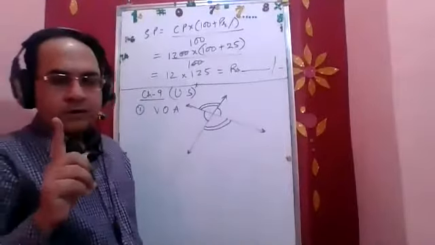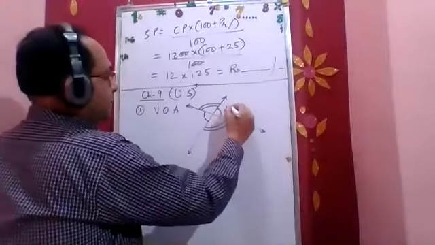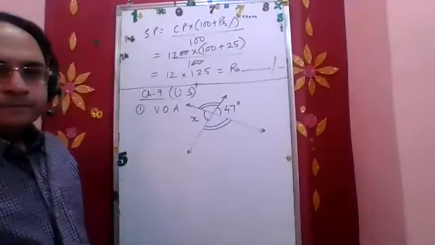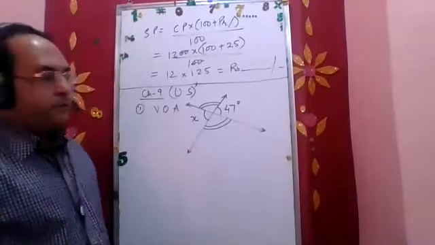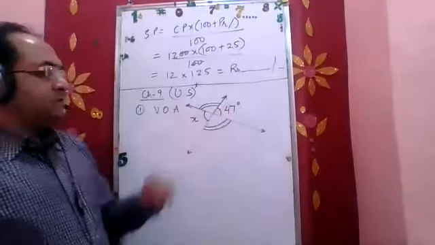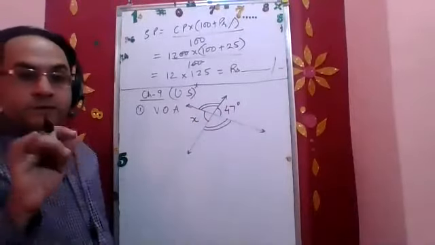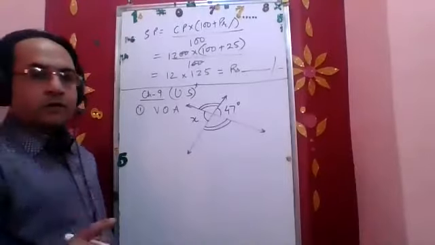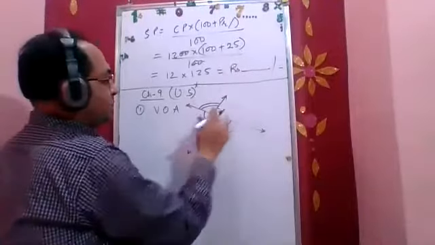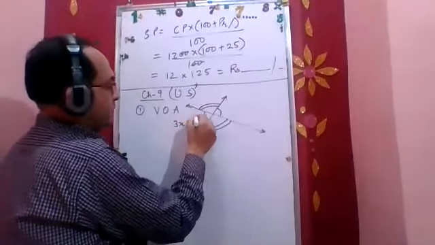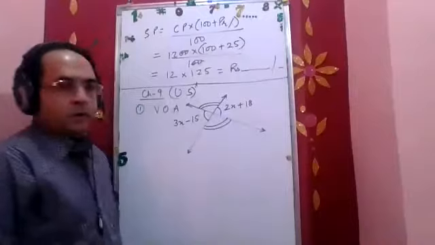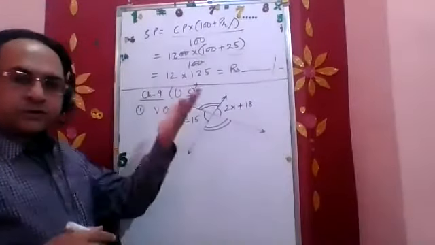So what kind of a question can be asked? If it is a one mark question, it would be, for example, this is 47 and this is x. The question would be: find the value of x. Now you can see that they are vertically opposite angles, and so angle x is 47 degrees. That is a straightforward one mark question. Now, the moment you are given a different situation, the level of the question has risen.